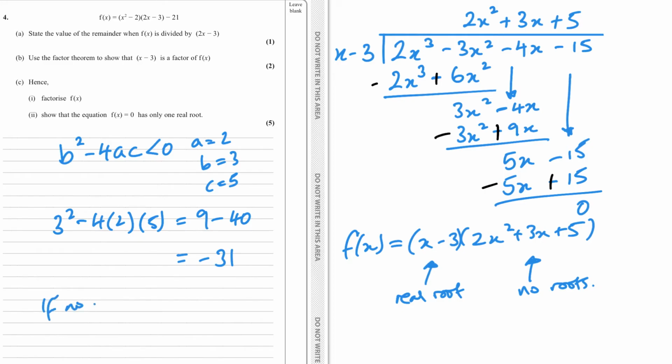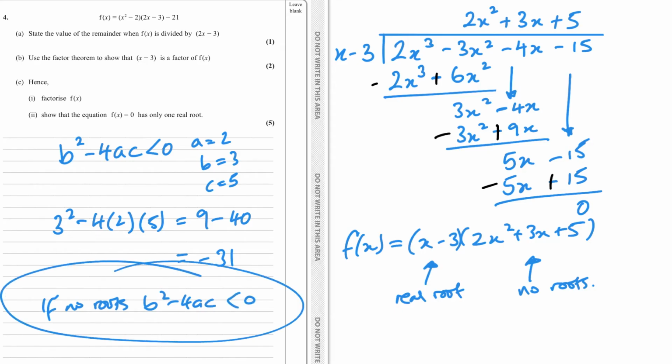So if no roots, b squared minus 4ac will be less than 0. This kind of thing, I probably would have put up here first. Just now I'm thinking about it, I would have squeezed it in at the top there. That's what I'm looking for, and then I would have shown it. Hopefully that makes sense, guys. Let me know in the comments though if you do want me to go into more detail with this question.